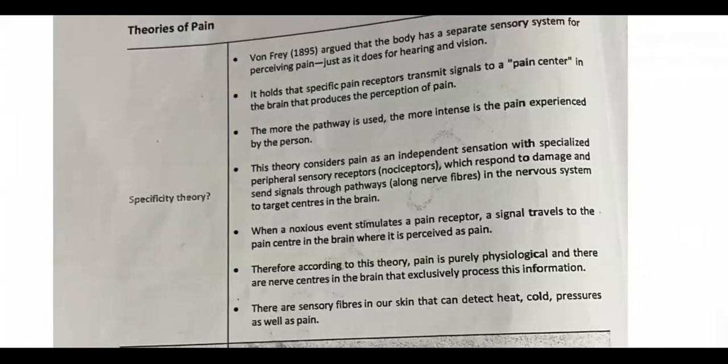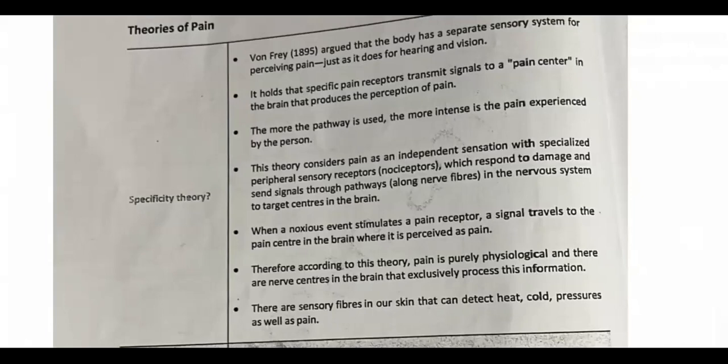So that means the more it is activated, the more times the receptors will travel through this specific pathway. And that will lead to your brain telling you that yes, you are experiencing more and more pain. So this is the thing, the more the pathway is used, the more it starts hurting. So this theory considers pain as an independent sensation with specialized peripheral sensory receptors, which respond to damage and send signals through pathways in the nervous system to target the centers of the brain.